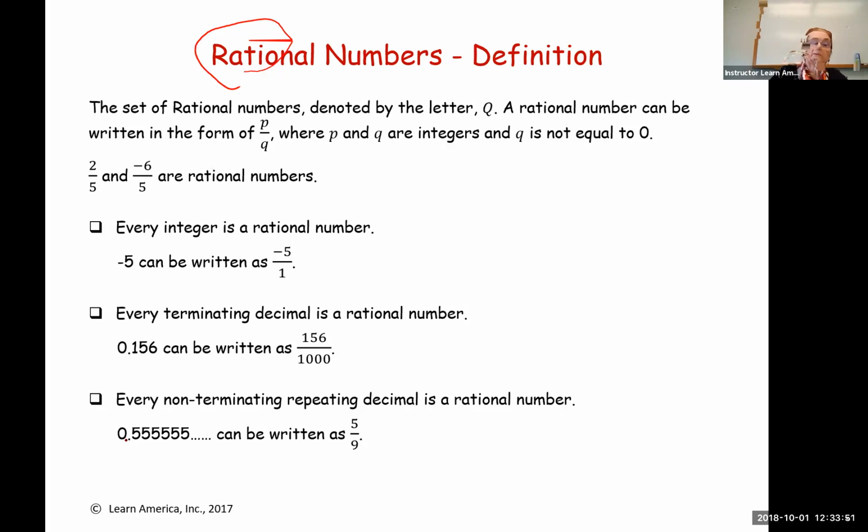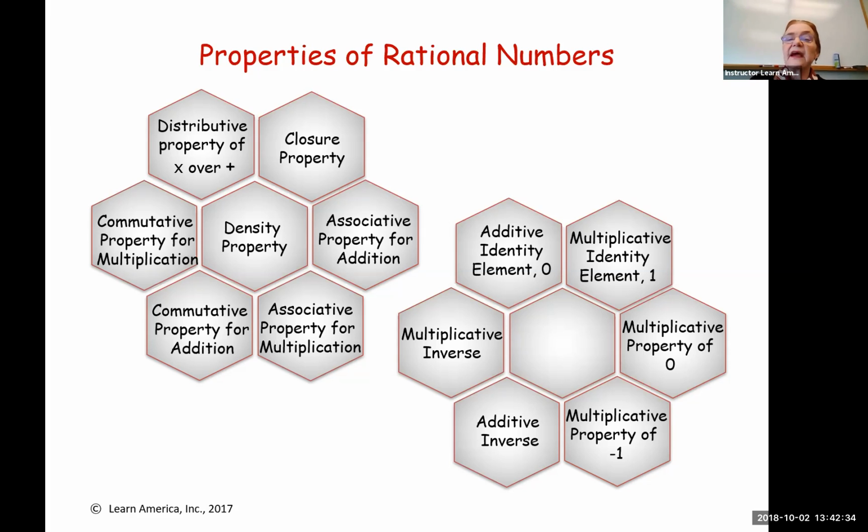Properties of rational numbers, that is, numbers which can be written as ratios. This screen summarizes the properties of the rational numbers. You'll see on the left, we have the density property, closure. The rational numbers are associative over operations of addition and multiplication. They are commutative over operations of addition and multiplication, and there is a distributive property of multiplication over addition.